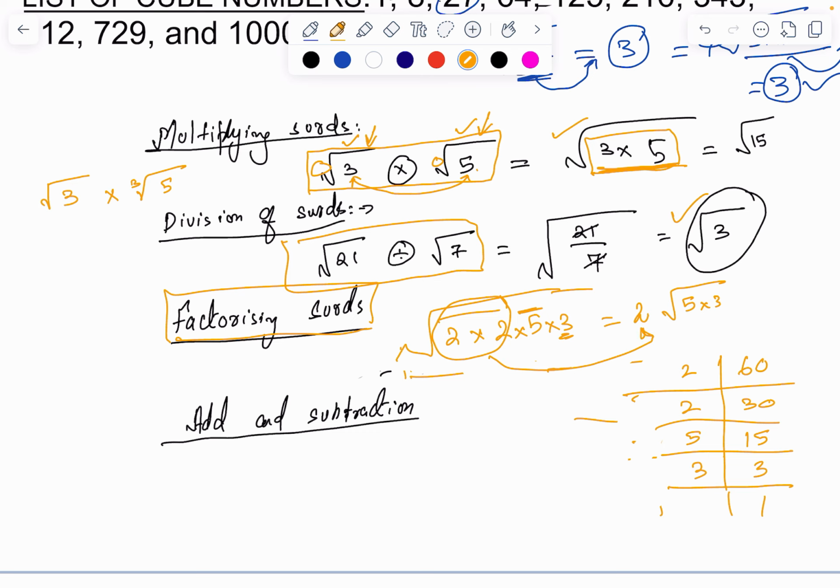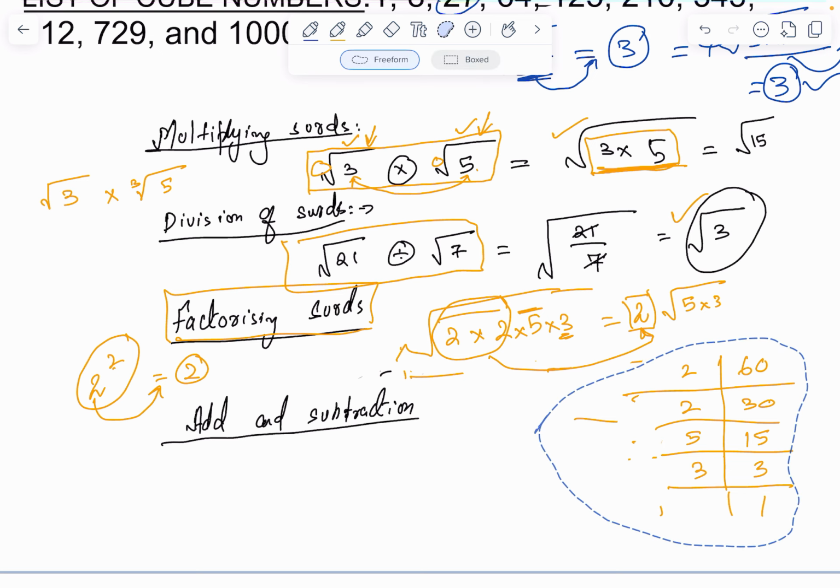Since if there is a square number, a base of that square number will come out. Okay, it's a 2 square, right? So base of that is 2, that will come out. Or you can say if there is a pair, one number will come out of it. Both ways it's correct. It's the same thing. Now let's deal with addition and subtraction.